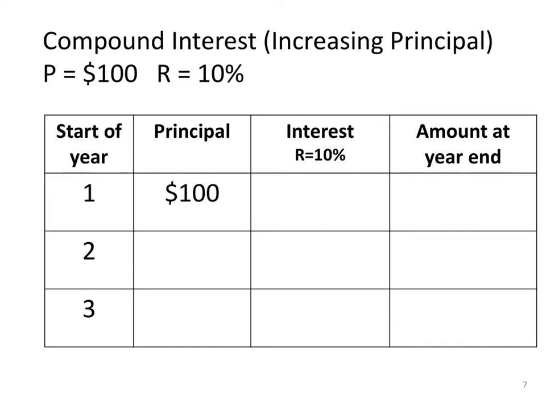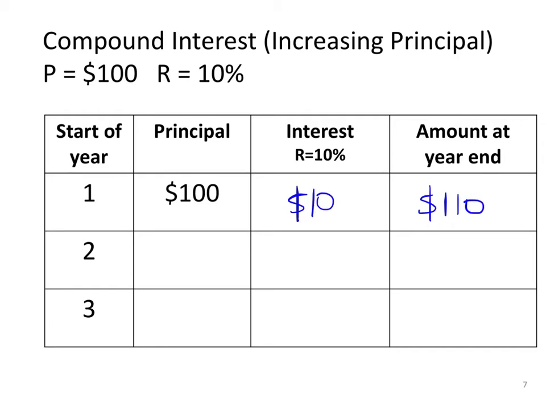In fact, the principal in compound interest will increase every year. Suppose we have P equals $100 and interest rate R equals 10%. In the beginning of the first year, we have principal $100, and then the interest will be $100 multiplied by 10%, and therefore this will be $10. And the amount at the end of the year will be the sum of the principal and the interest, P plus I. Therefore, we have $110.